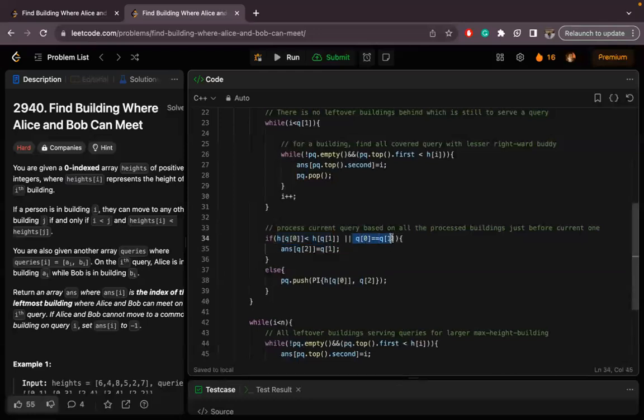And one more thing, if both the indexes are the same, right? If Alice and Bob are already in the same building, then no need to move, right? So then also they both can meet at the same building. So these two are the corner cases.